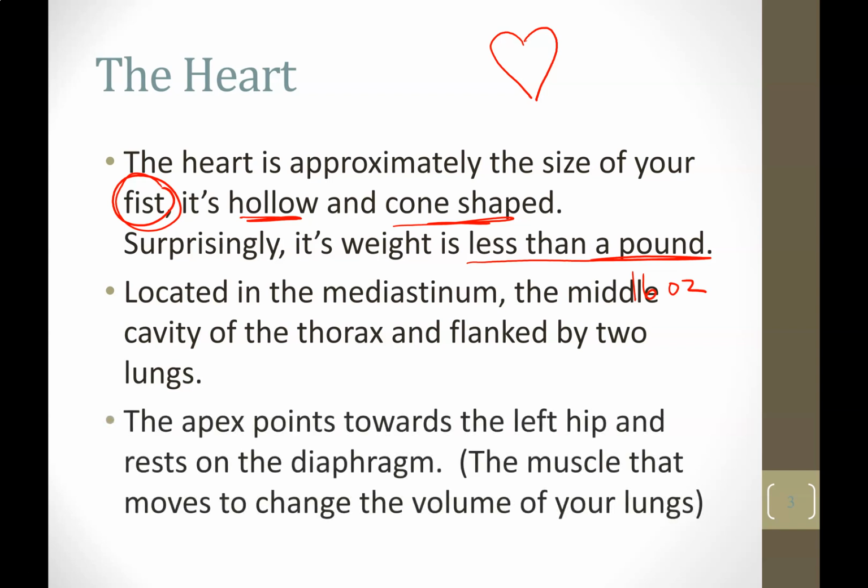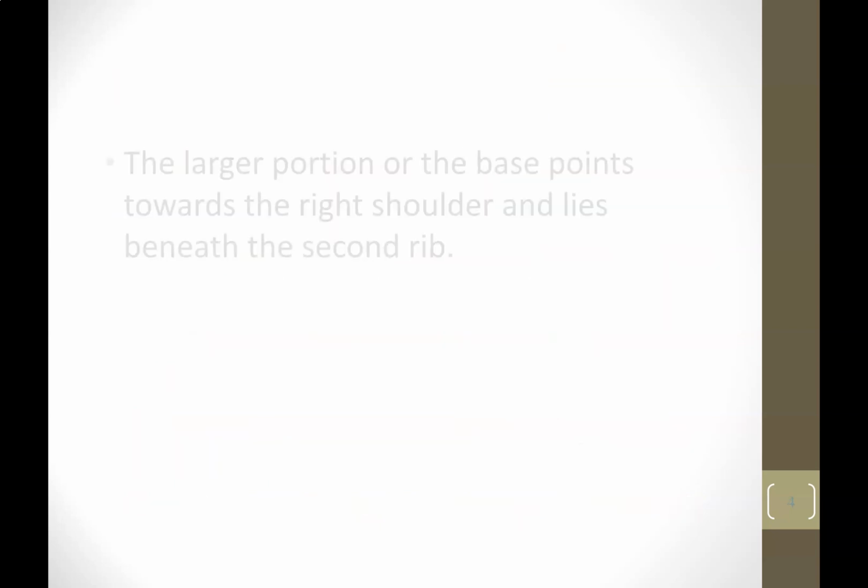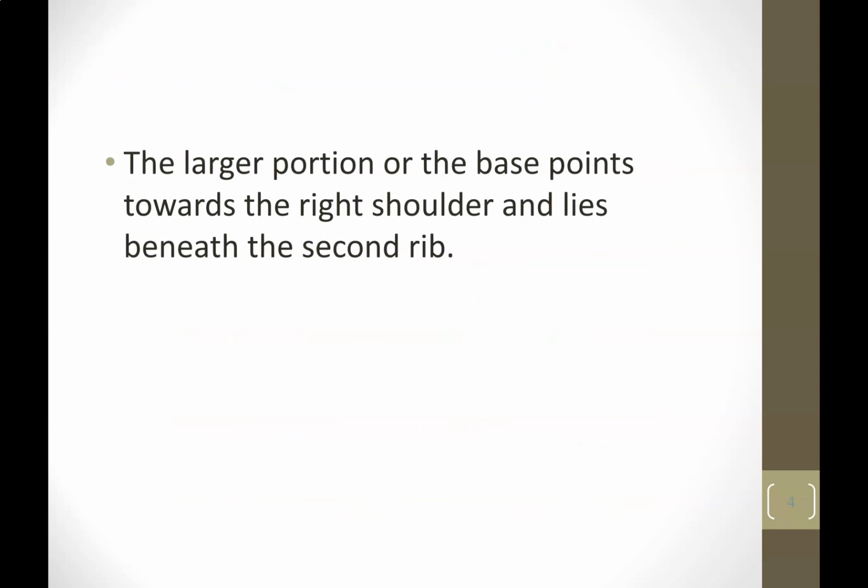And it's going to have what is known as an apex, and it's going to have what is known as a base. Now, here's what's a little crazy. The base is actually the top of your heart, and the apex is actually the point. So you'll see that the apex points towards your left hip, and it rests on a muscle known as the diaphragm. The large portion of the heart, which is the top, is the base. I know that sounds weird, but that's the way it is. And it's right around your second rib.